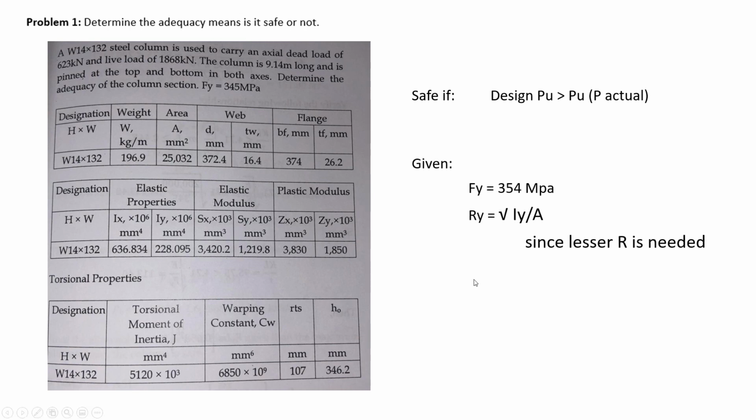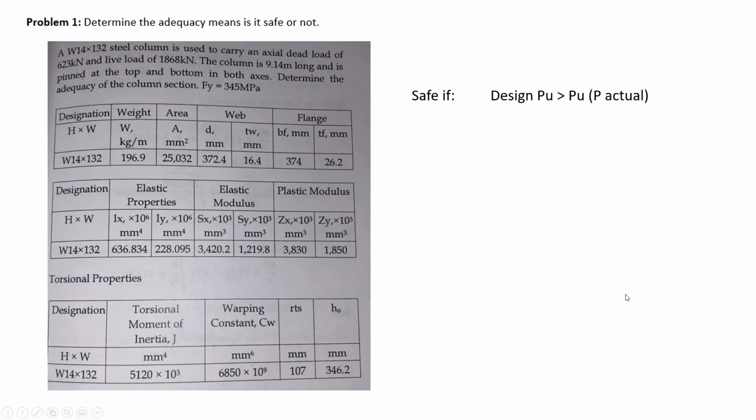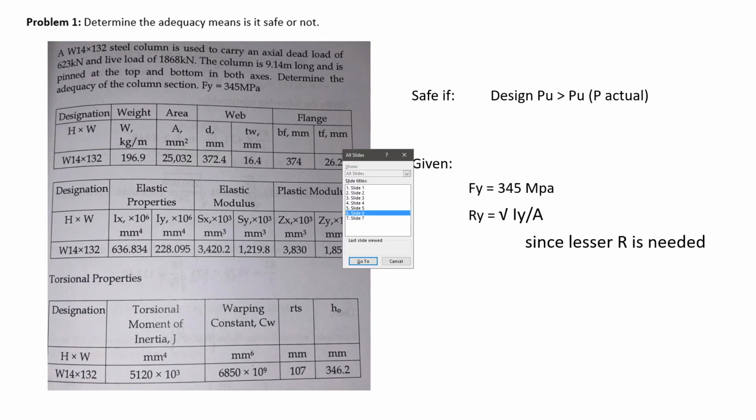First, you write down the givens. We have Fy, which is 345 MPa.